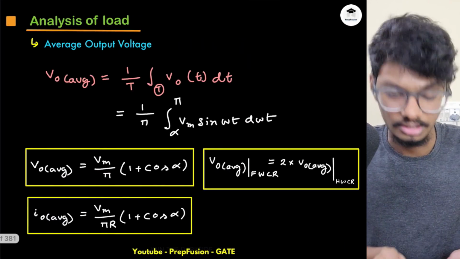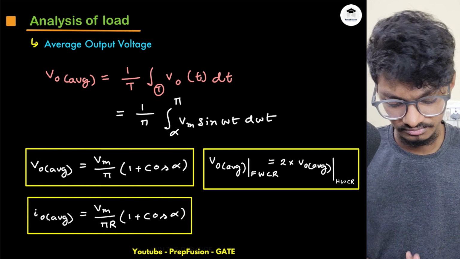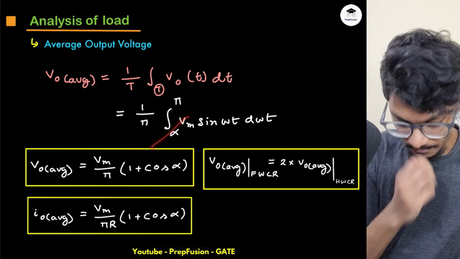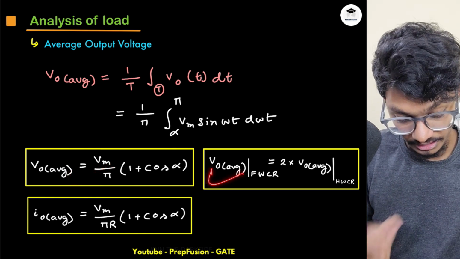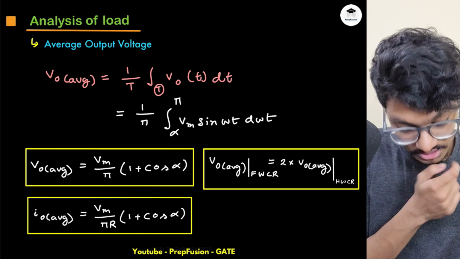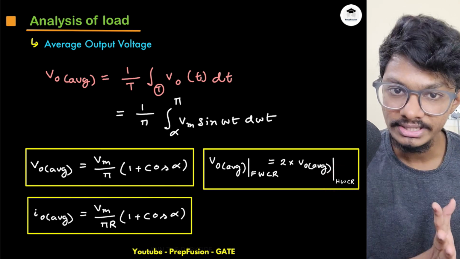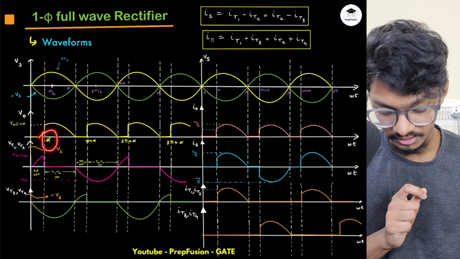The derivations and results are pretty simple. What is the average output voltage? You can do the simple integration. I have proved this previously as well. Simple integration from alpha to pi gives you this expression. And what is the average output voltage for a full wave rectifier compared to the half wave rectifier? It will be twice. Why will it be twice? Because I'm conducting twice. Previously I was only conducting from alpha to pi.